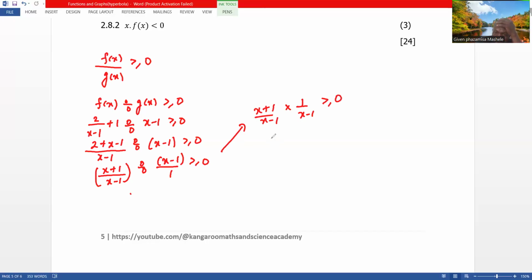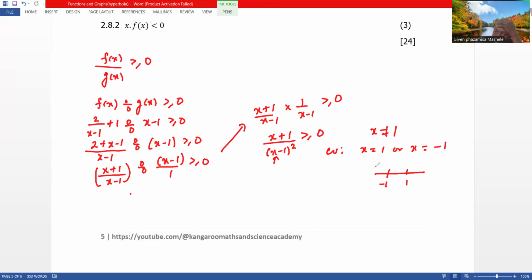So let's work this out. This will be x plus 1 divided by x minus 1 squared greater than 0. But remember, x should not be equals to 1, because if you put 1 at the denominator, the expression will be undefined. But let's now get the critical values. It will be -1, and we even include it. So we draw the number line, it's -1 and 1.